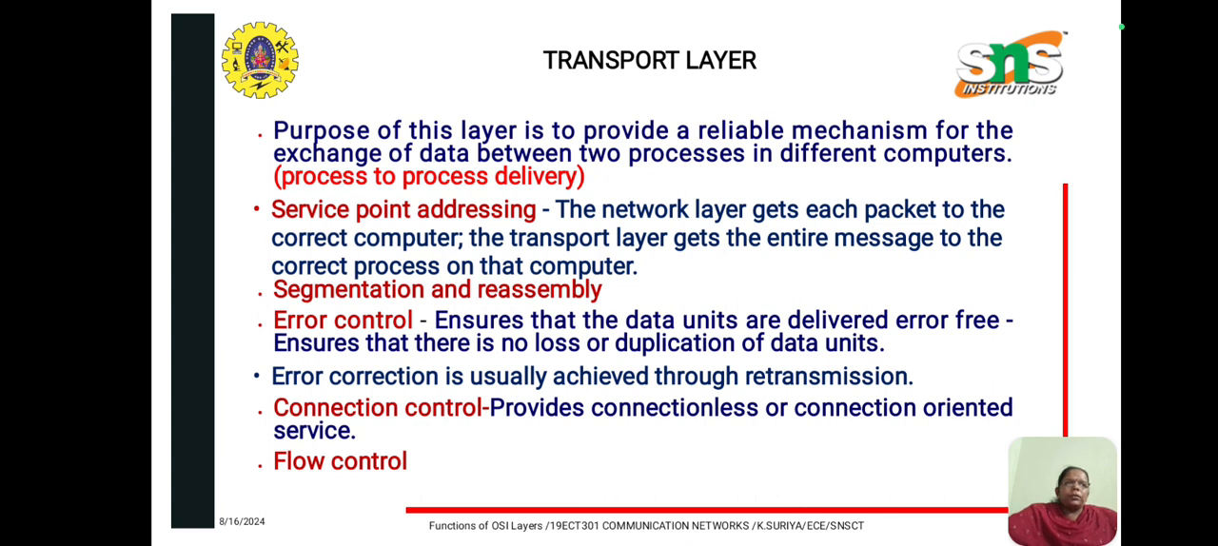Flow control. Like the data link layer, the transport layer is responsible for flow control. However, flow control at this layer is performed end-to-end rather than across a single link. And the last function is error control. So like the data link layer, transport layer is responsible for error control. However, here it is performed process to process rather than across a single link. The sending transport layer makes sure that the entire message arrives at the receiving transport layer without error. So it is usually achieved through retransmission.